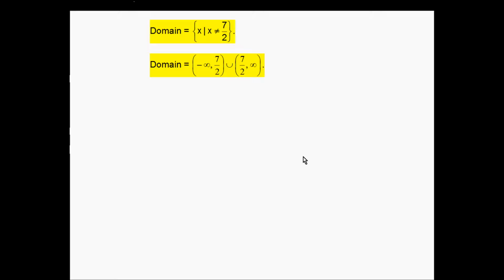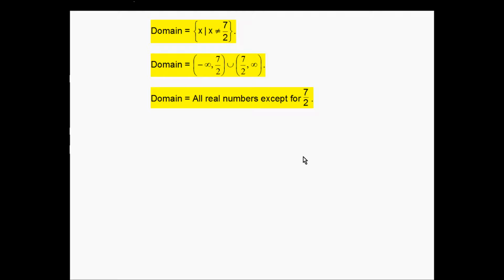Another way to write it is as an English sentence. So the domain equals all real numbers except for 7 halves. Another way is actually to make the set form very, very informal. Because remember, you're trying to convey that x cannot equal 7 halves. And that's about the easiest way to do it. x does not equal 7 halves. Now remember, this is the set form. This is an interval. This is an English sentence. And this is the very informal form.